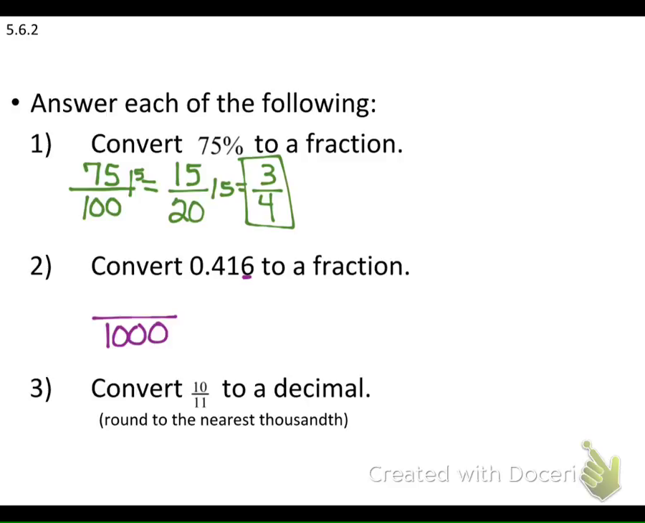Hold on. What's your numerator going to start off as, though? 416. There you go. So it's basically the number without the decimal point. So when you simplify 416 over 1,000, what did you get? 52 over 125. What did you divide by?